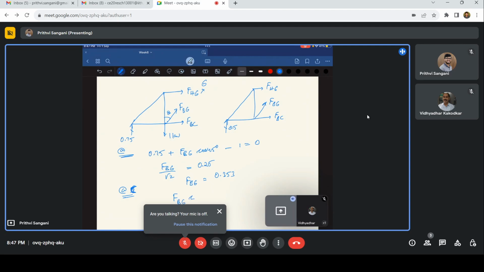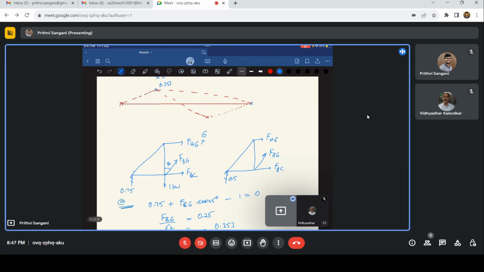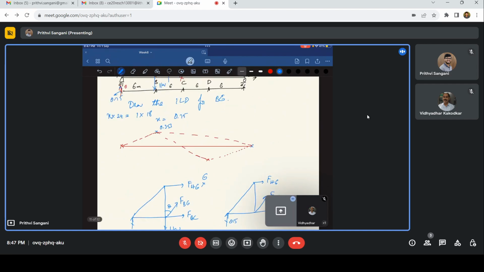FBG cos 45 plus 0.5 is 0. So FBG is minus 0.5 times square root of 2, that is going to be minus 0.707. So minus means it is compression. So initially it was tension, now it is in compression.